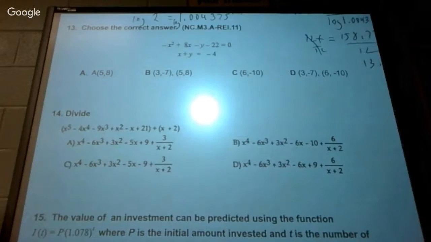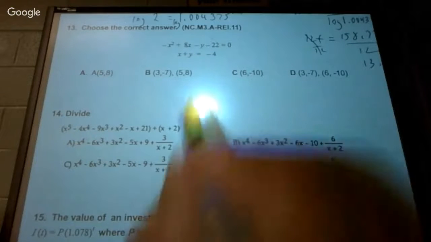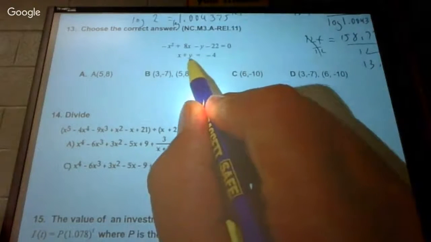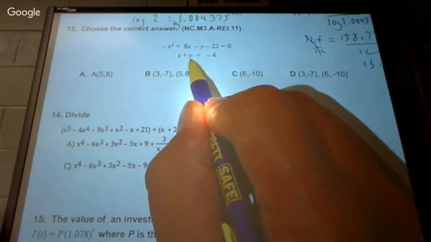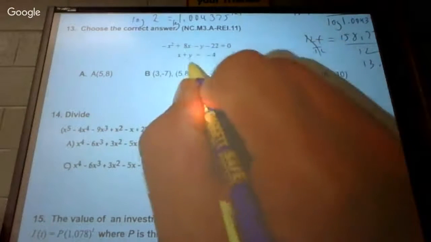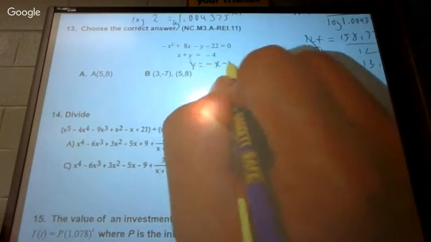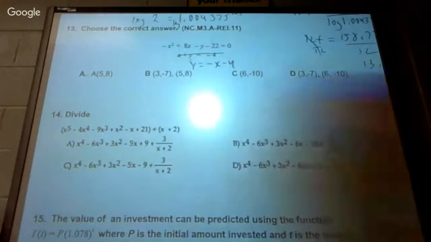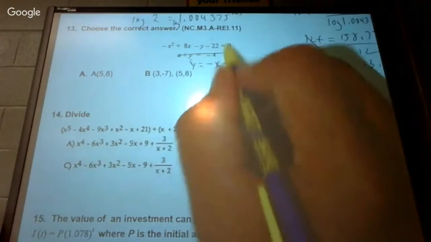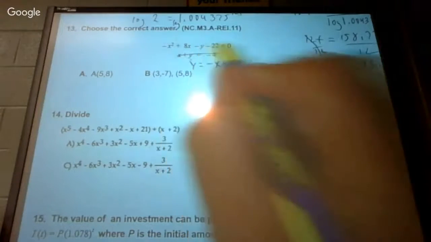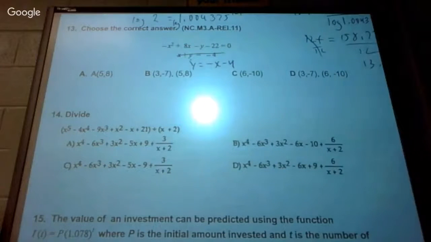Way number 1, this is a system of equations. You can substitute, you can solve this one for y. You can say y equals negative x minus 4. That one's gone. And you can substitute negative x minus 4 in for y. That's way number 1, and then figure it all out. Probably not the way you would do it.